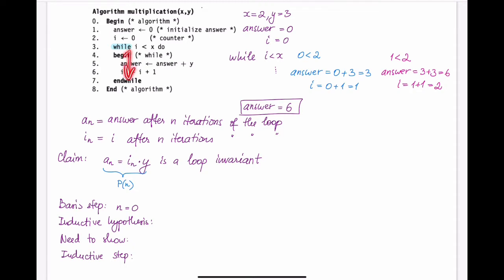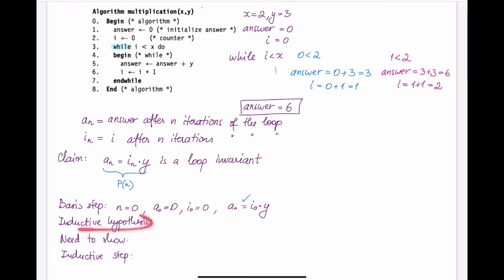This is before I've ever gotten to the while loop. My answer and i value are 0. So I have that a sub 0 is 0, and I have that i sub 0 is also 0. And the thing that I need to check is whether this relationship holds. So is it true that a0 is equal to i0 times y? Well, a0 is 0, i0 is also 0, and y is whatever y is. But 0 times anything is 0, so this is in fact true. So I can replace my question mark with a check mark, and the basis step holds.